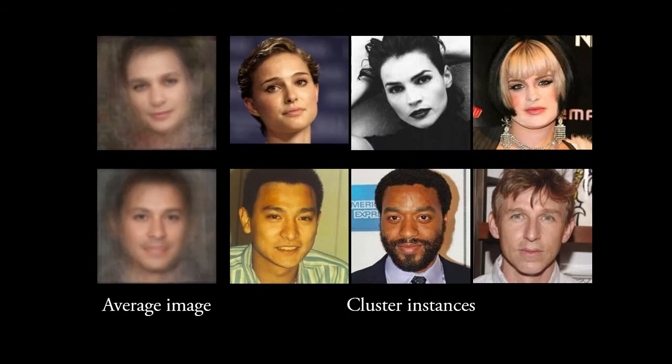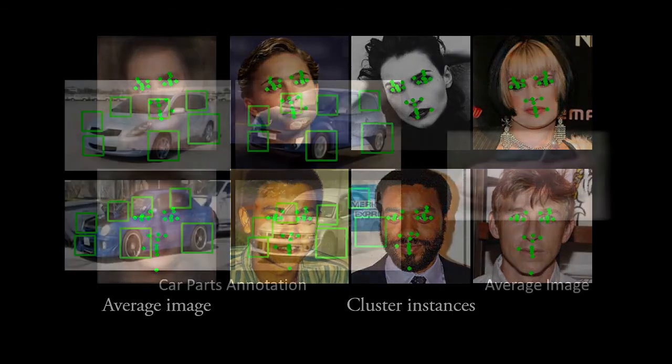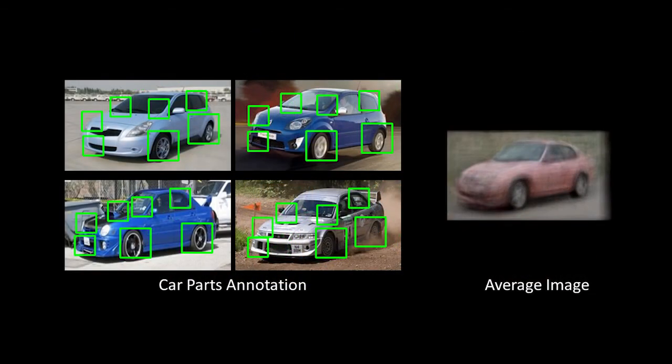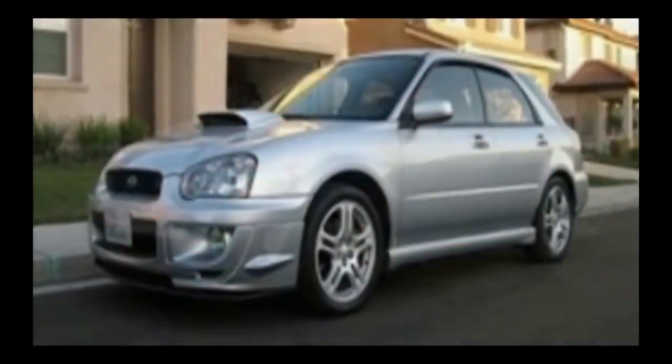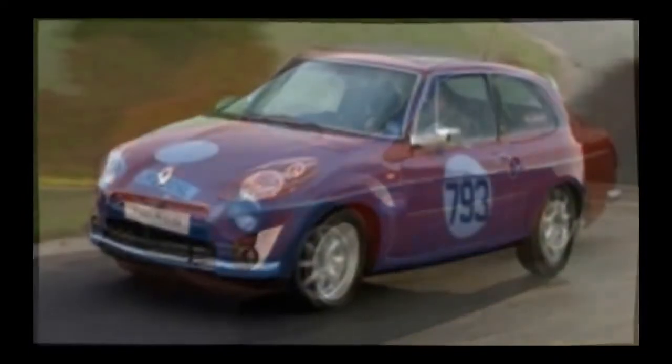Since our system accurately aligns images, we can efficiently annotate key points for a large face database by annotating just the average images, and then automatically propagate the annotations to their cluster instances. We can even annotate objects for which there are no existing algorithms for automatic alignment. For example, just with a few clicks, we can annotate various parts of cars, allowing us to morph from one car to the other.